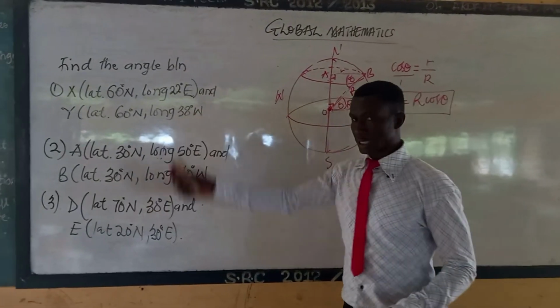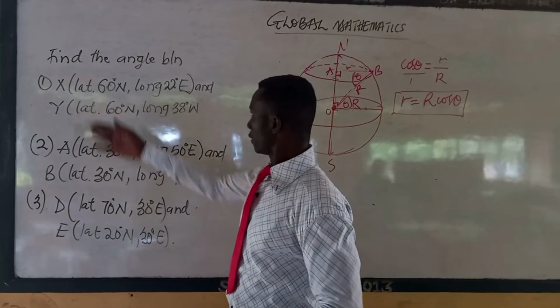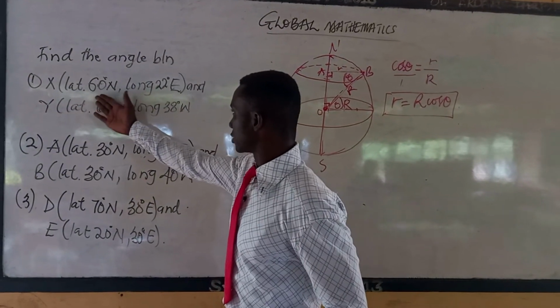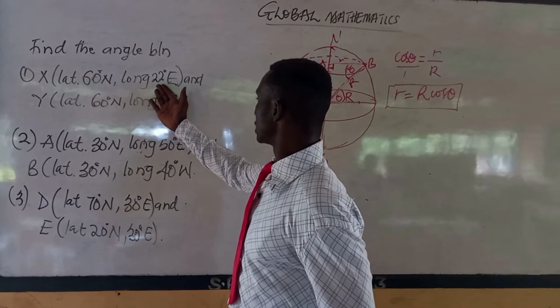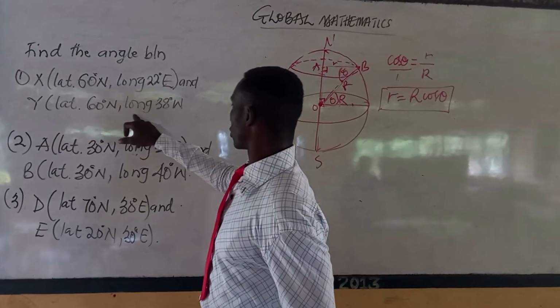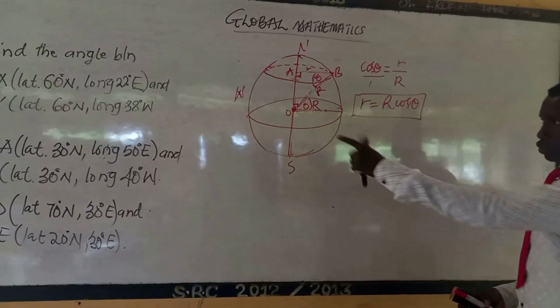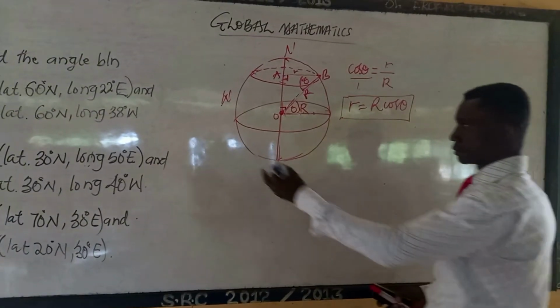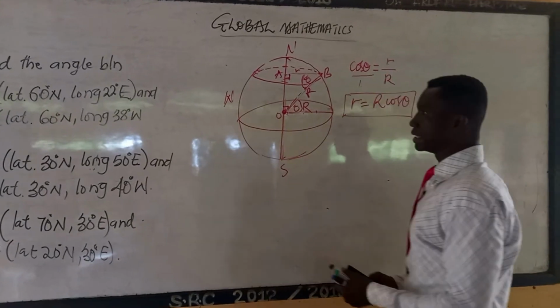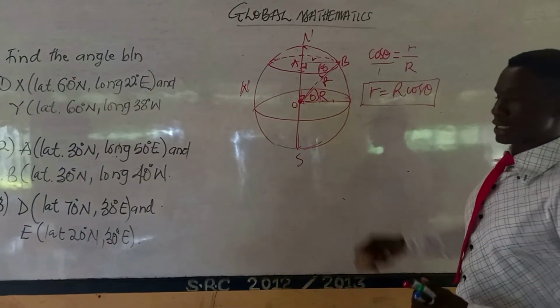Now, let's have a look at this question. How do you draw this question? Find the angle between x, latitude 60 degrees north and longitude 22 degrees east, and another point, y, latitude 60 degrees north and longitude 38 degrees west. Let's try to figure out how to find the angle between these 2 points as located on the earth's surface.